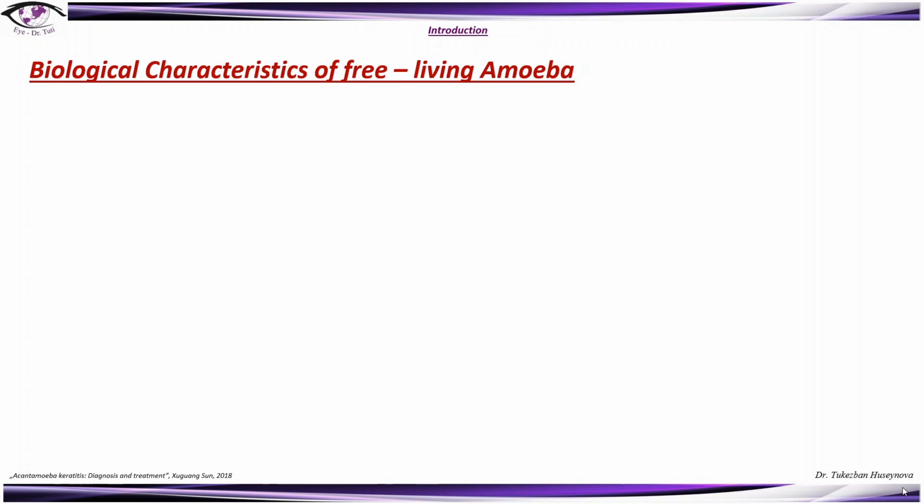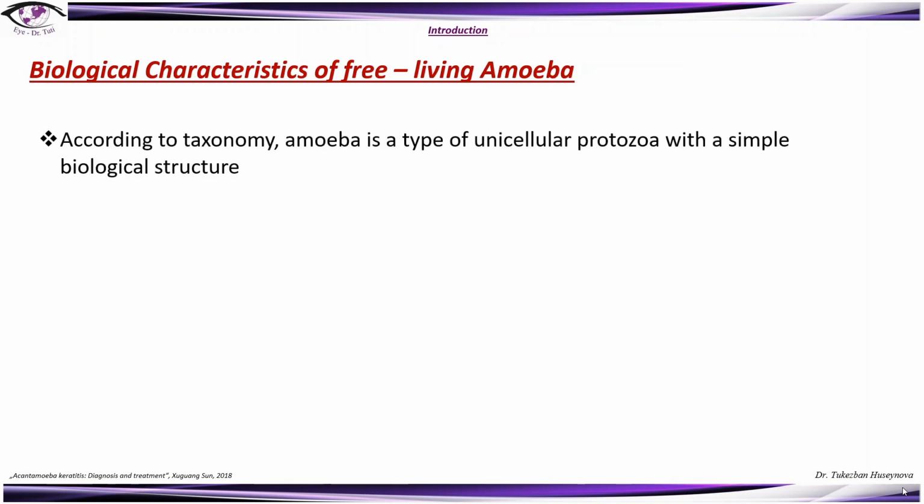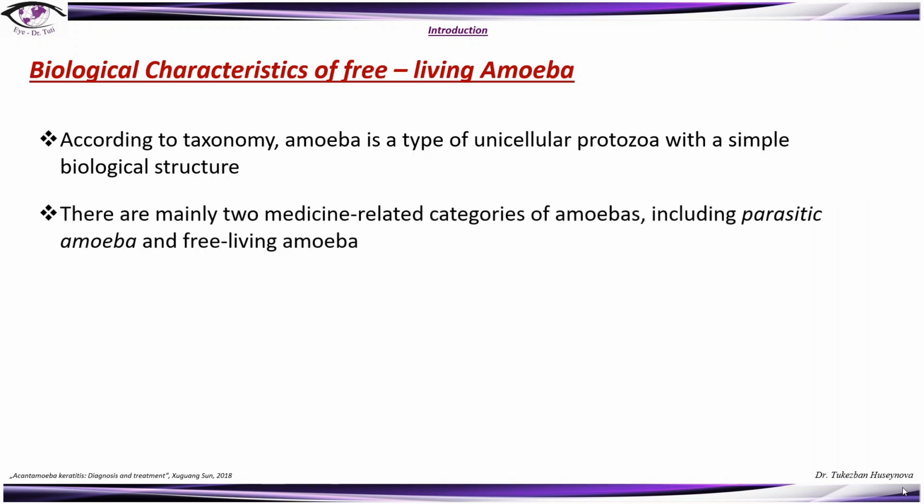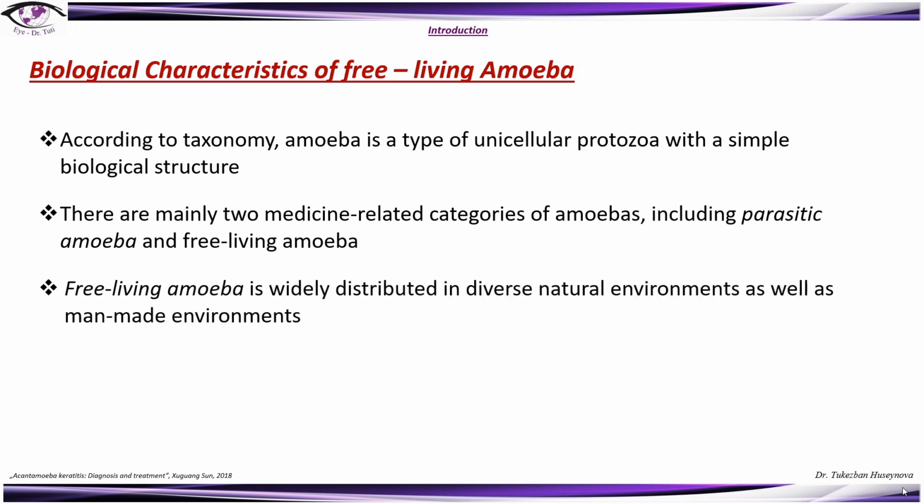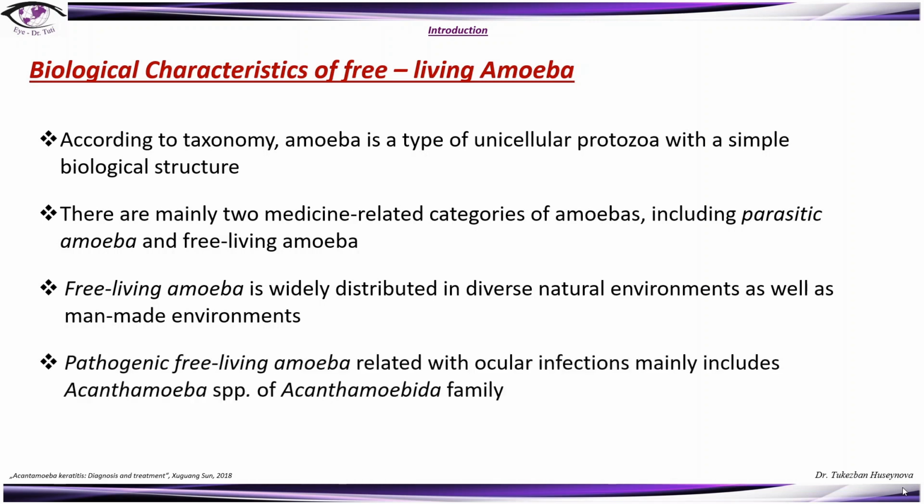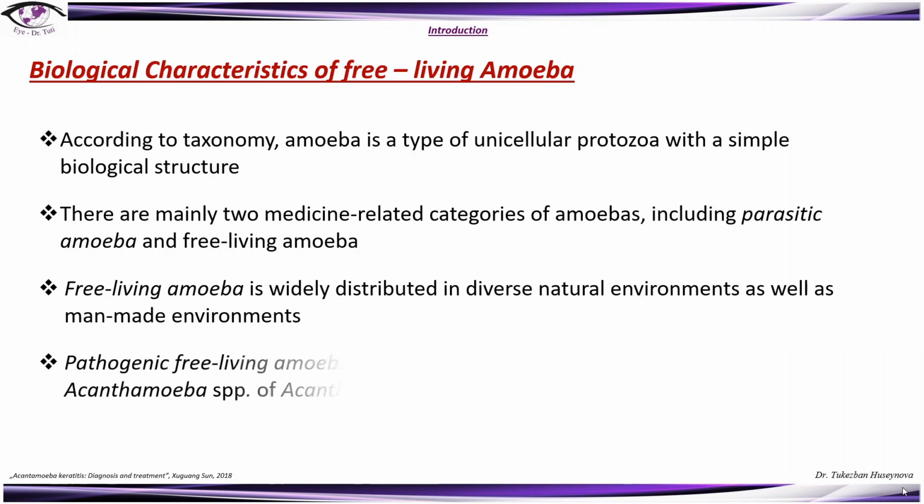Biological characteristics of free-living amoeba. According to taxonomy, amoeba is a type of unicellular protozoa with a simple biological structure. There are mainly two medicine-related categories of amoebas, including parasitic amoeba and free-living amoeba. Free-living form is widely distributed in diverse natural environments as well as man-made environments. Pathogenic free-living type related with ocular infections mainly include Acanthamoeba family.